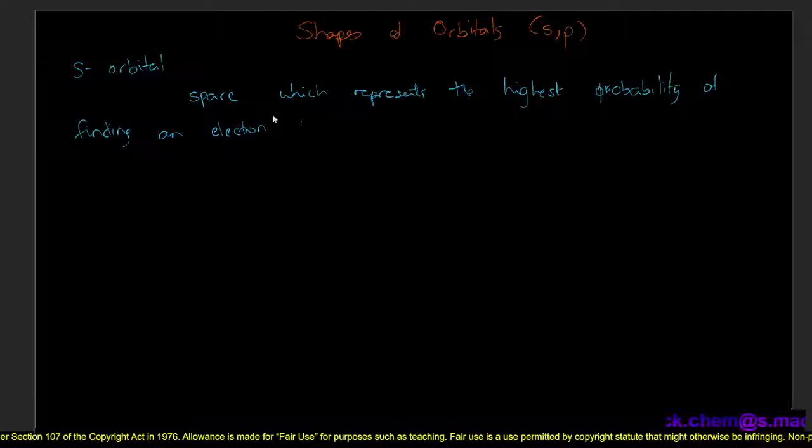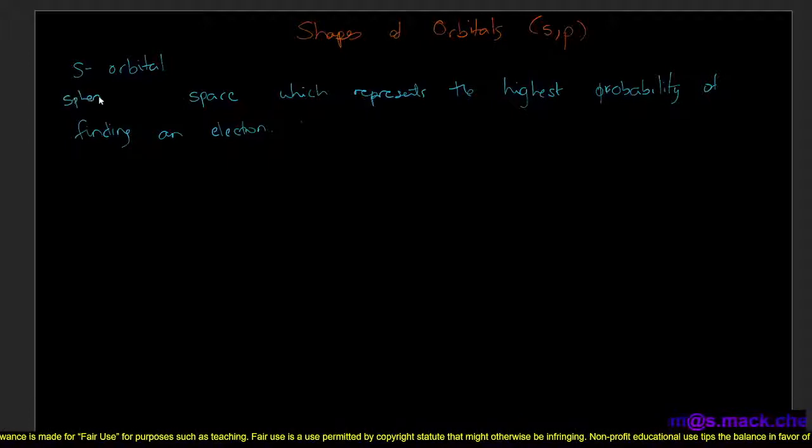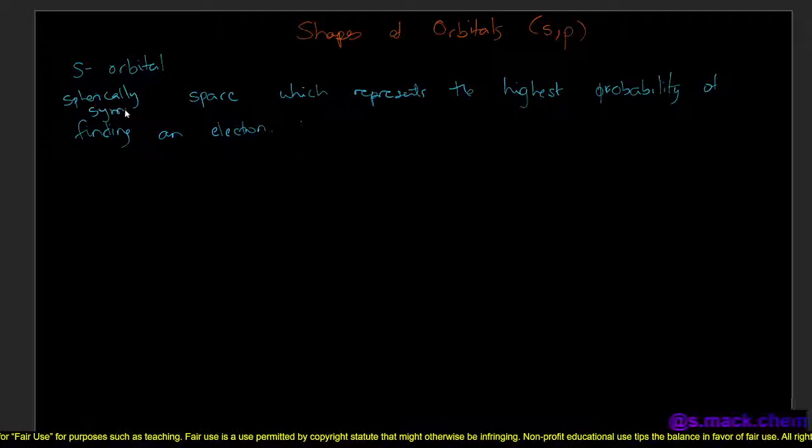So I've defined what is orbital in my definition, and instead of just saying it's a space, I'm going to describe the shape of the space. So we are saying it's a spherically symmetrical space which represents the highest probability of finding an electron. Now this big term here is spherically symmetrical.